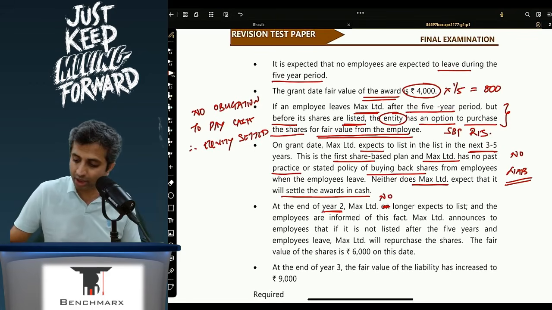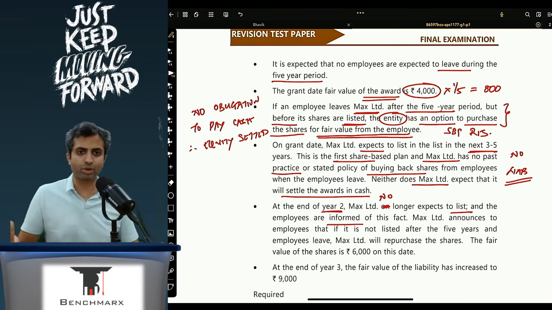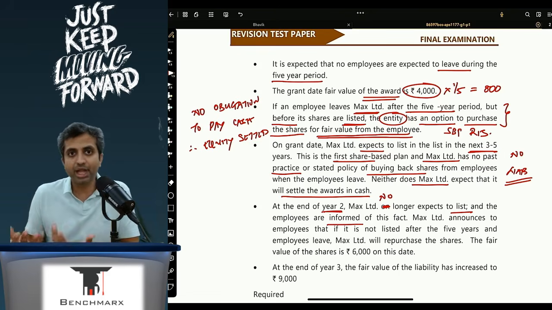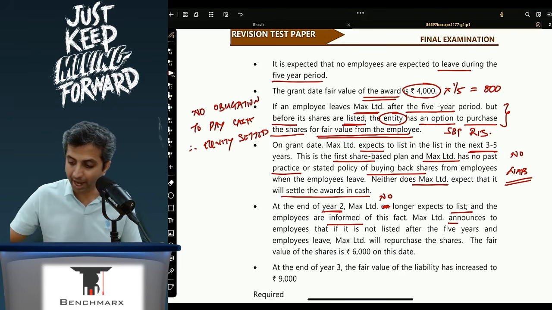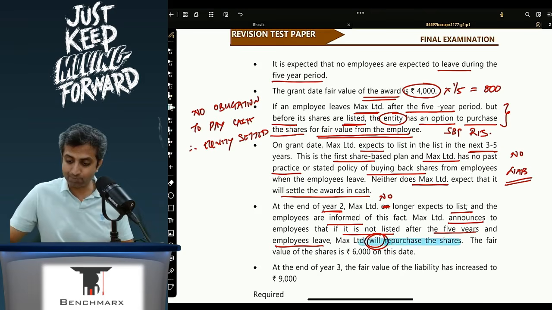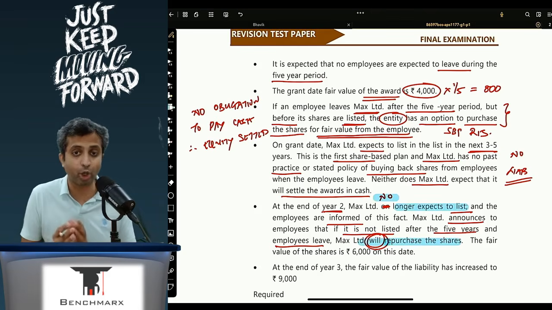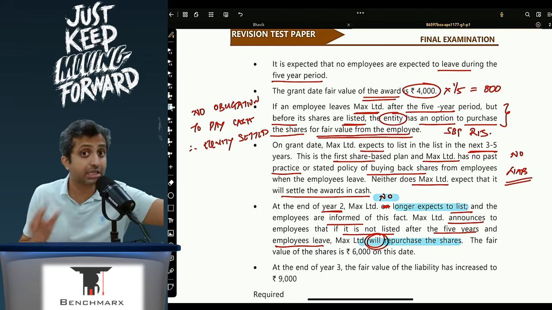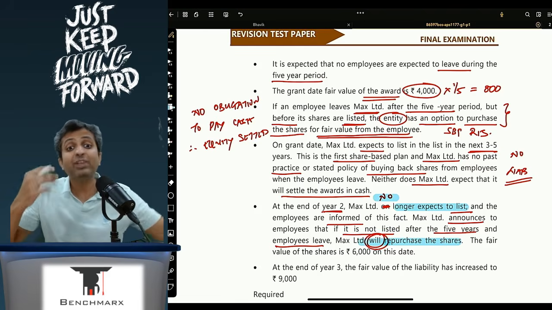Okay, at the end of year 2, Max no longer expects to list, and the employees are informed of this fact. So what? Even if it does not expect to list, it does not necessarily mean that they will have to pay cash. So if the question ended over here, it is still an SBP reserve case. Max Limited announces to its employees that if it is not listed after 5 years and the employees leave, Max will, emphasizing the word will, repurchase the shares. It no longer expects to list, and it tells its employees now that if it has not listed, which is what is going to be the case, it will repurchase.